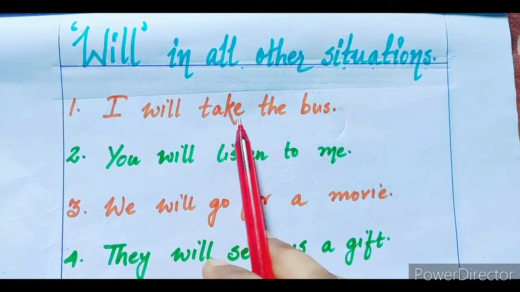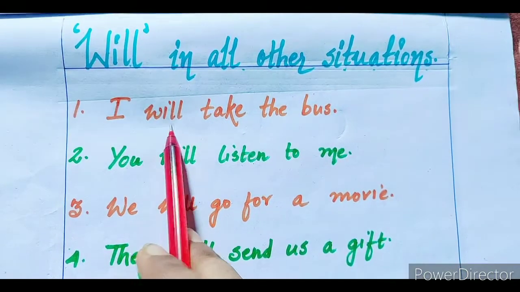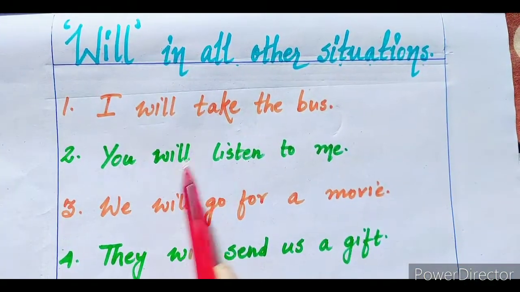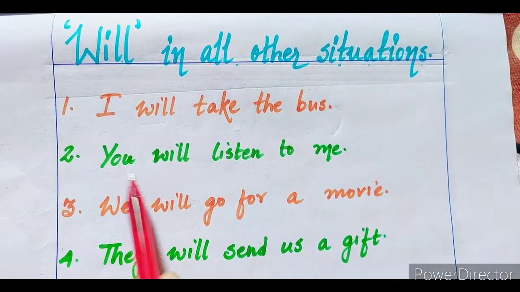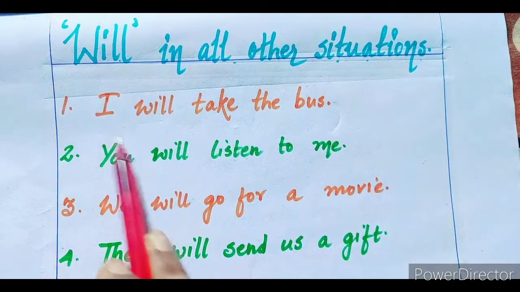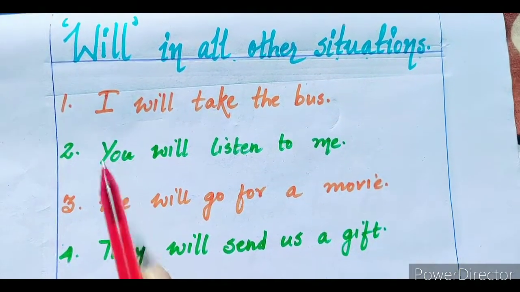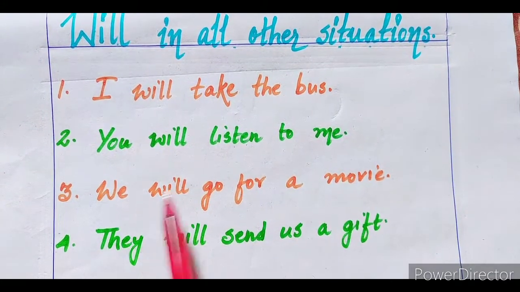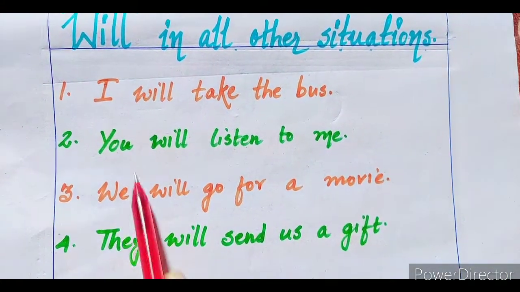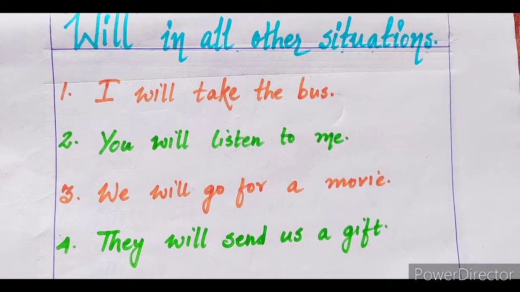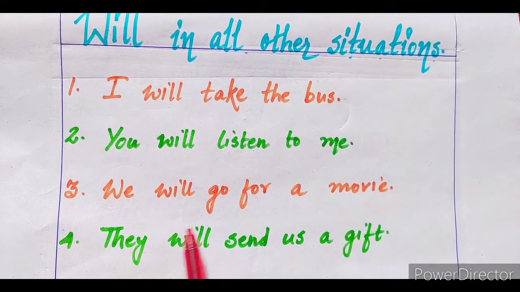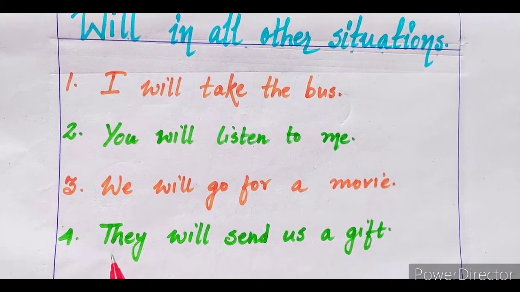Like I will take the bus. Over here we are using will with the first person singular I. You will listen to me. Again you can see we are using will with the second person over here, second person you. We will go for a movie. Now over here we are using will with the first person plural, that is we. They will send us a gift. Now again we are using will with the third person plural.